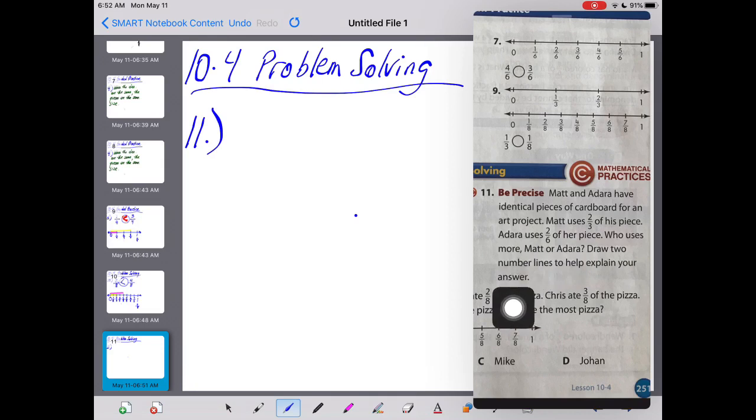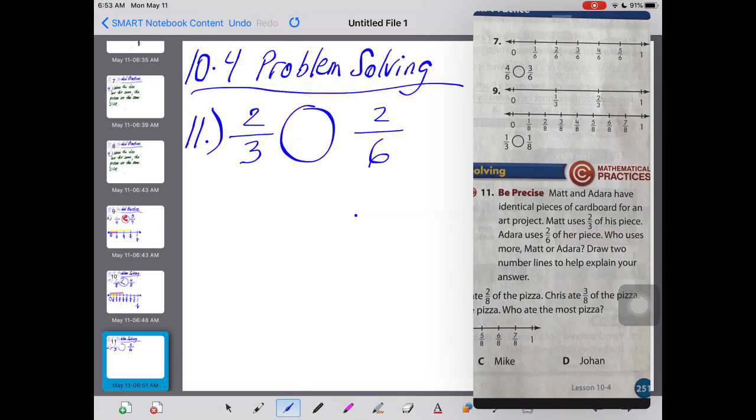2/3 versus 2/6. I want you to go ahead and work on this for a little bit. When you think you have it, come on back. So pause this video now, work on it, and come on back. All right. So we are comparing 2/3. Matt has 2/3 of his piece that he used, and Adara used 2/6. And we're comparing those fractions.